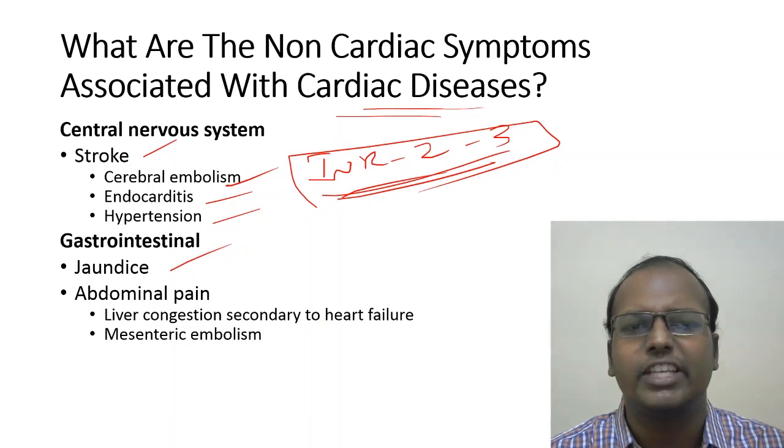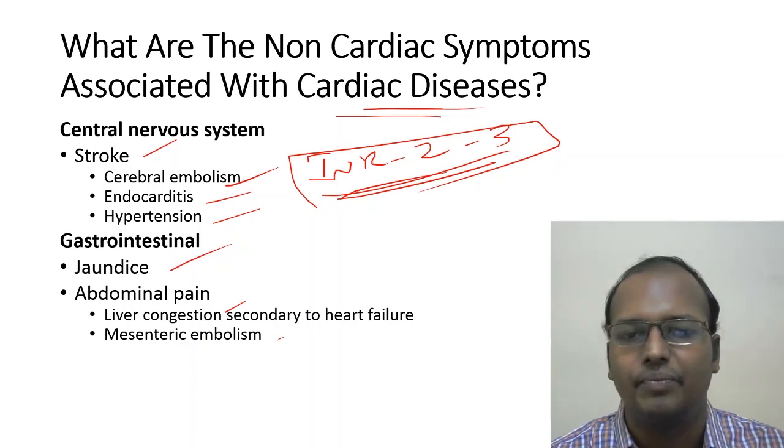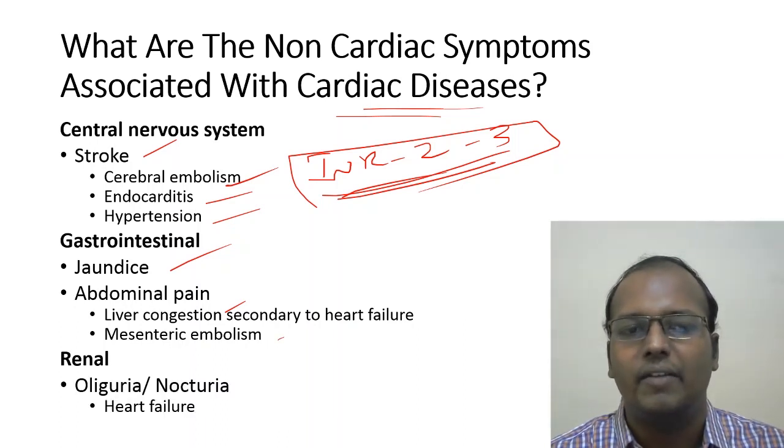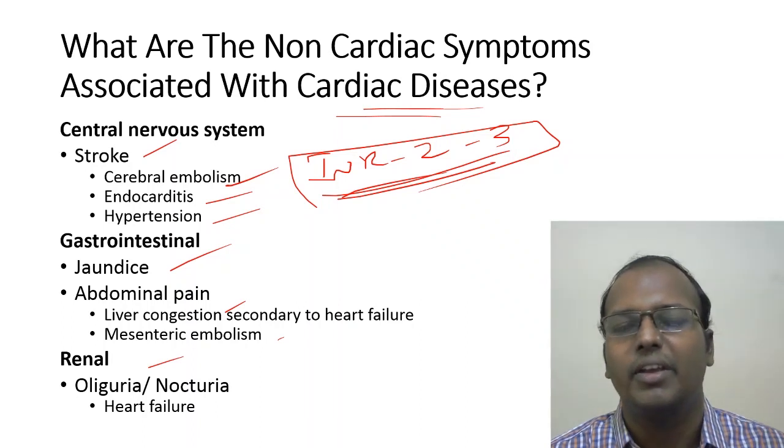What are the gastrointestinal manifestations? Can be jaundice because of the right ventricle failure, or abdomen pain due to liver congestion, secondary to heart failure, or mesenteric embolism. Then renal manifestations include oliguria or nocturia. Oliguria because of the heart failure.